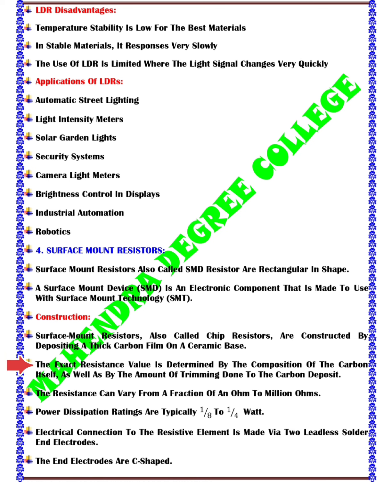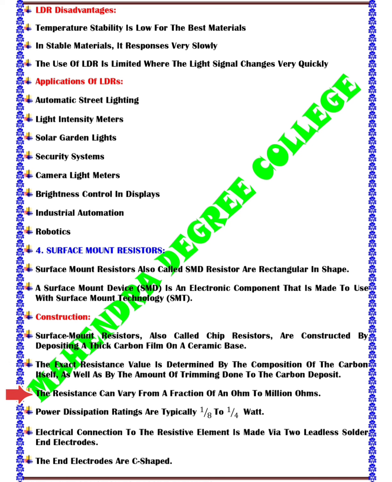The resistance value of a surface mount resistor is determined by the carbon composition and the amount of trimming done. The composition of the carbon, including the ratio of carbon to binder material, significantly impacts the resistance. Trimming, often using a laser, allows for fine-tuning of the resistance by removing material and thus increasing it. These resistors are designed for surface mounting on printed circuit boards and often use thin film or thick film technology where trimming is a common process.